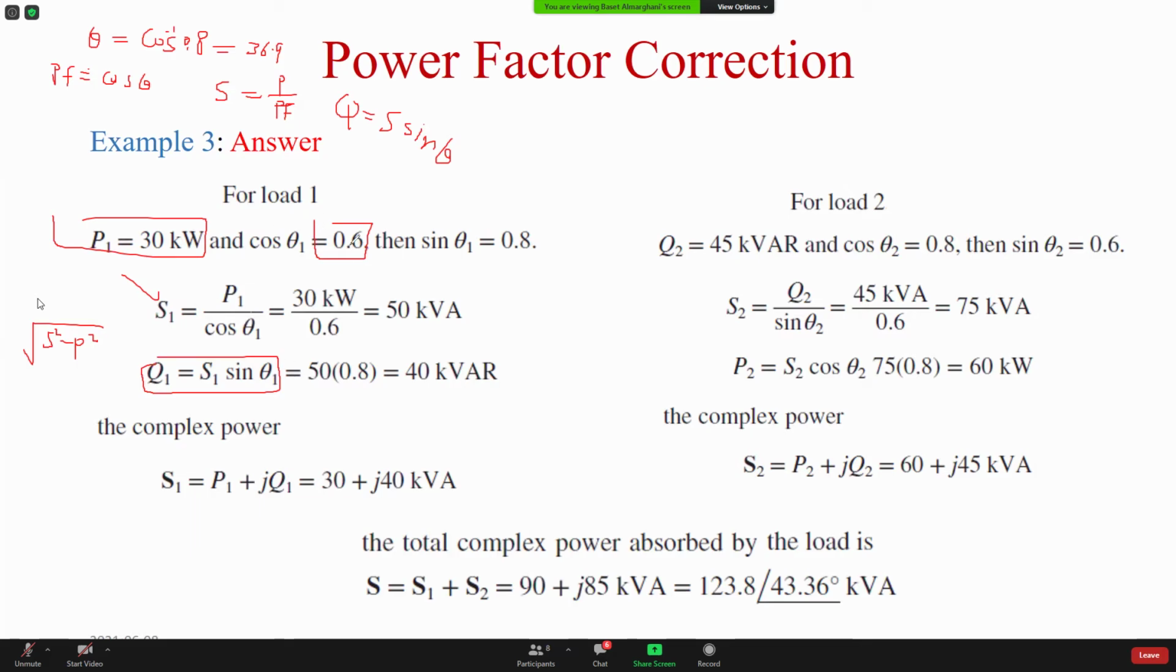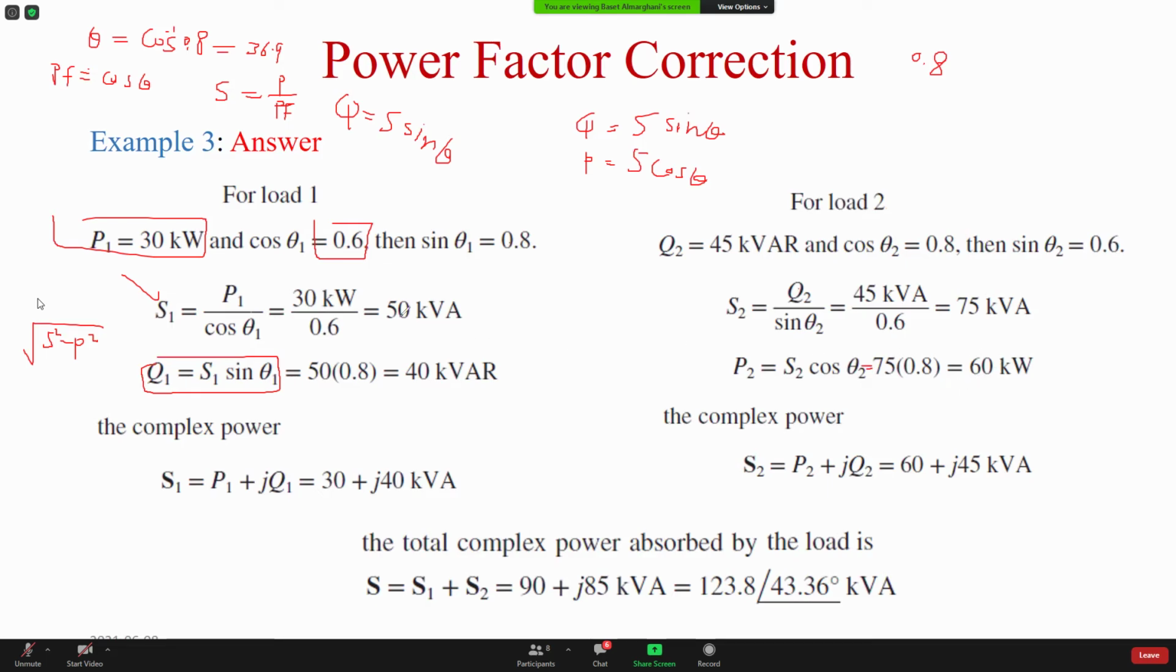So here they used the angle. Sine of the angle is 0.8. Here they used the angle as well. They find cosine the angle, the power factor is given. So you can find the other one. S is Q over sine the angle, because S sine the angle gives you Q. P is S cosine the angle, remember that. So you can find P by S cosine the angle.